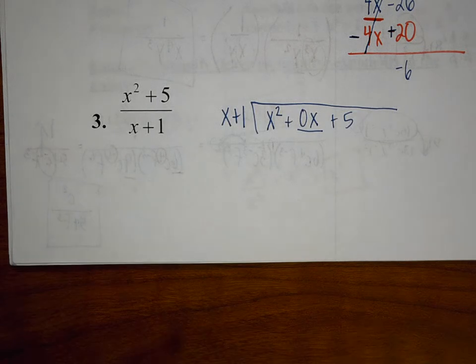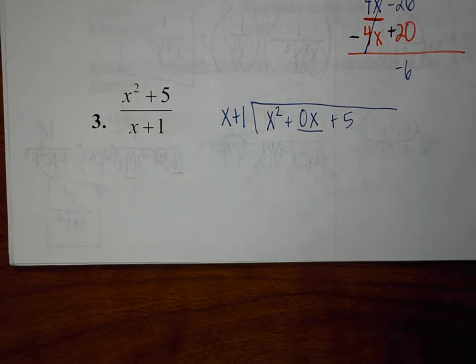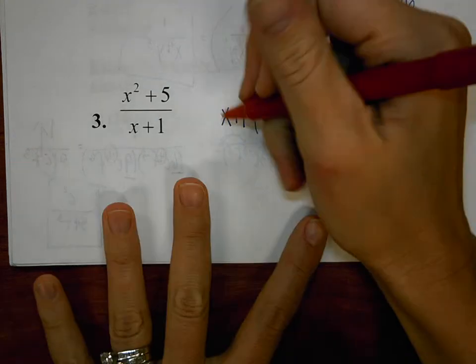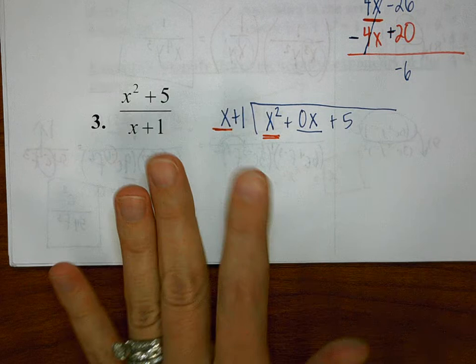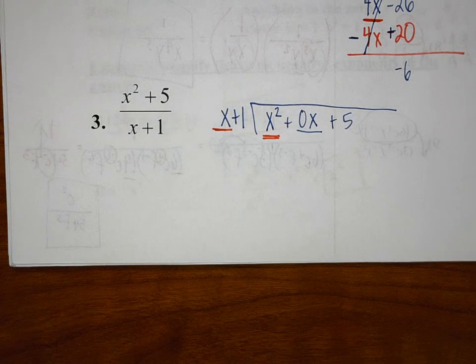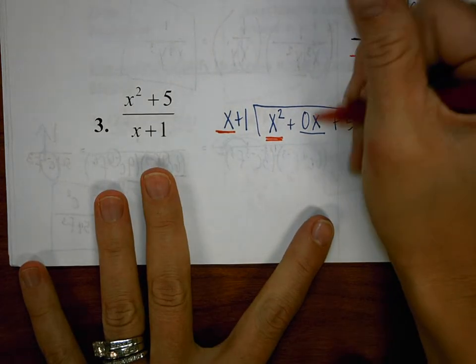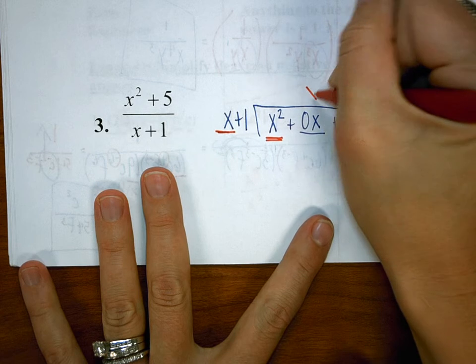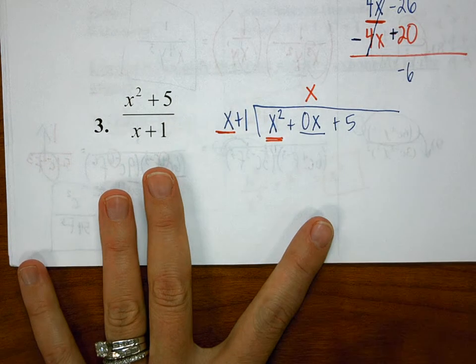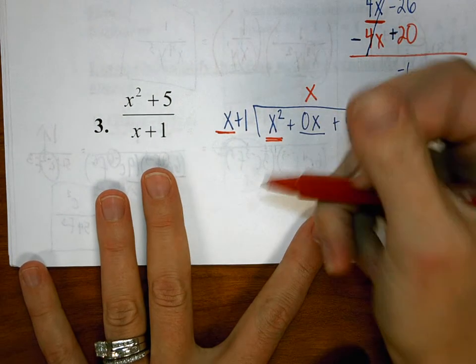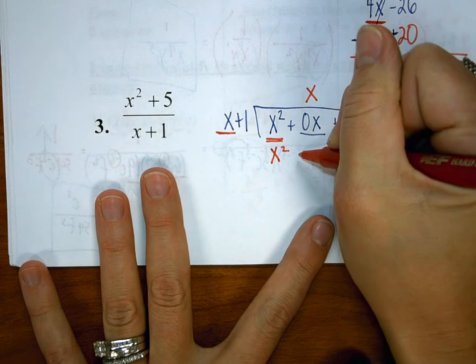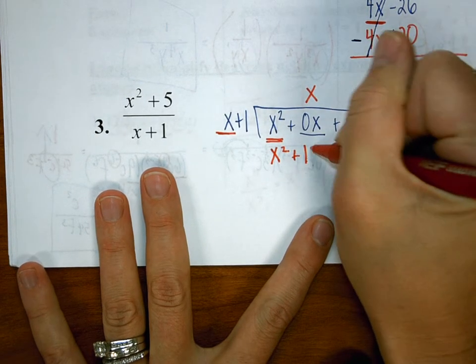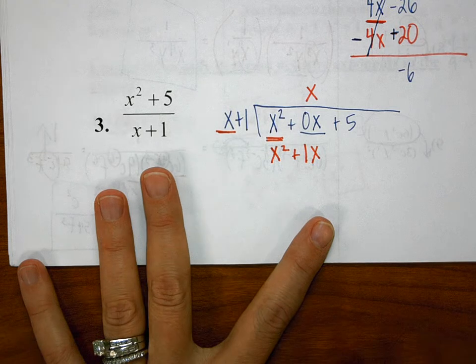Okay, let's go ahead and do this one. So we're looking at our first two terms. We have x and x squared, right? So x times what will make x squared? X. And I'm going to line it up under my x term. Good. Okay, so now when I go through, x times x is? X squared. And x times 1 is? X. 1x, or x.